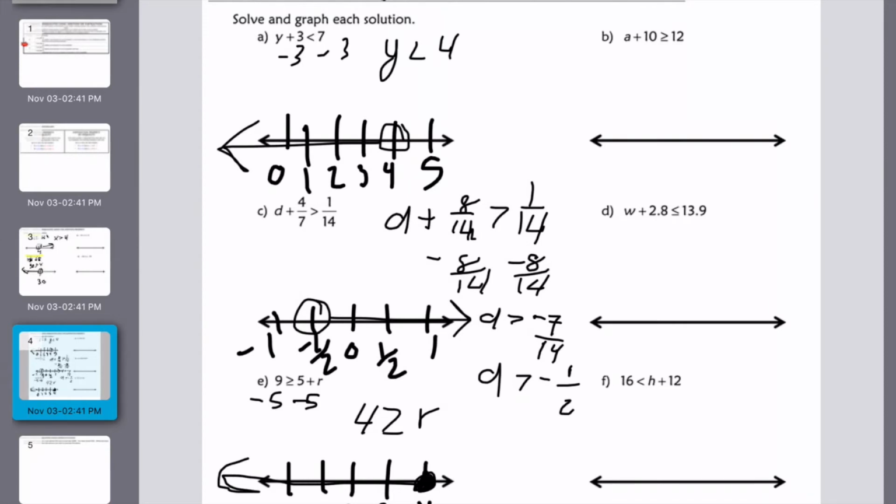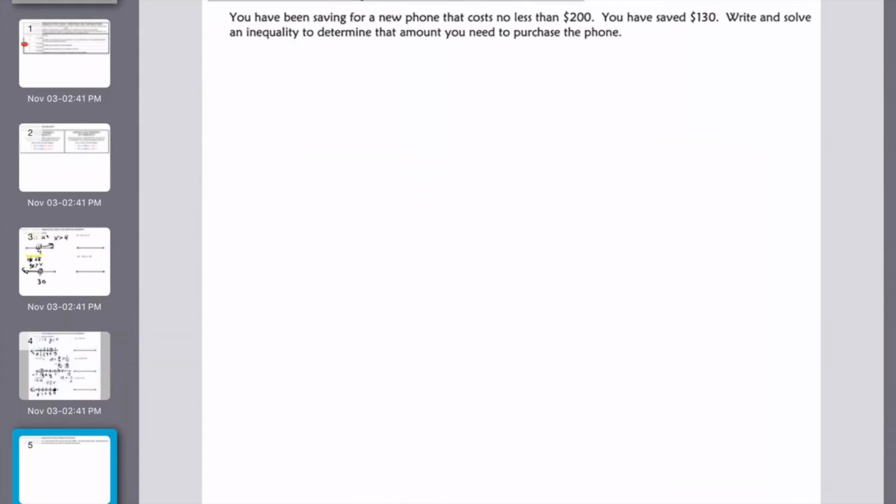Okay, let's try a story problem here. Example 3: you have been saving for a new phone that costs no less than $200. You have saved $130. Write and solve an inequality to determine the amount you need to purchase this phone. So I know that I have $130. If the cost is no less than $200, that means it's going to be $200 or more.